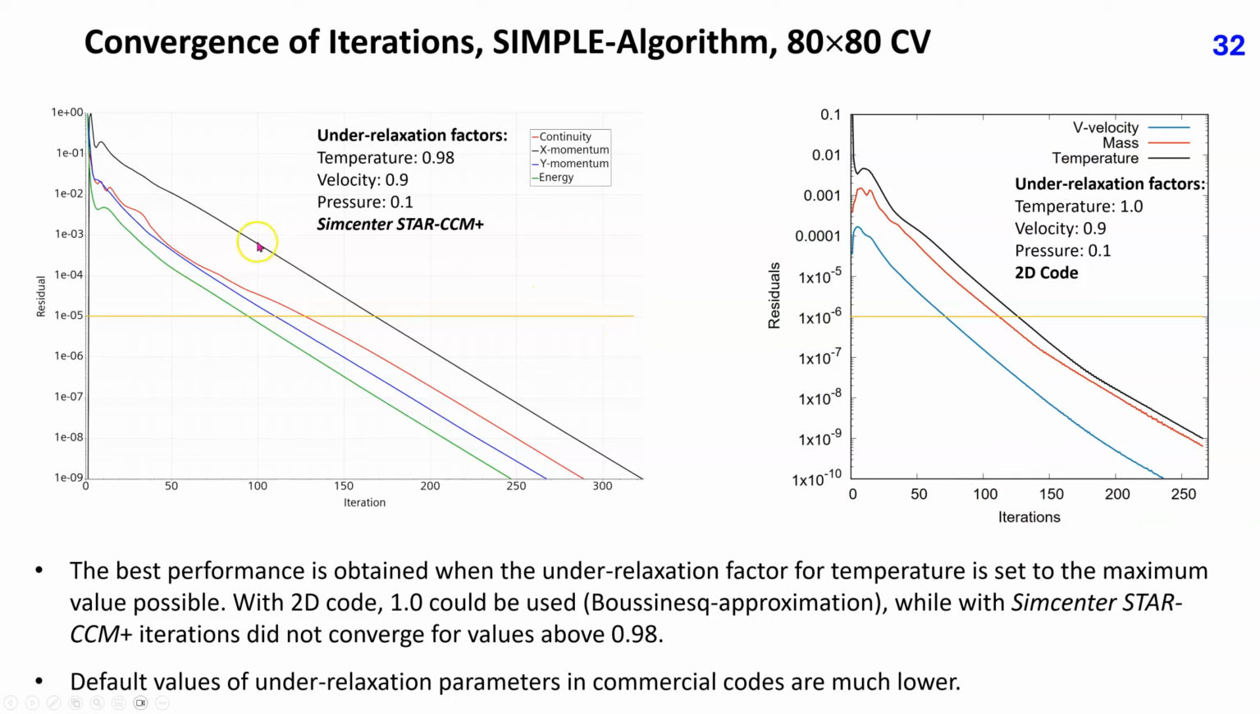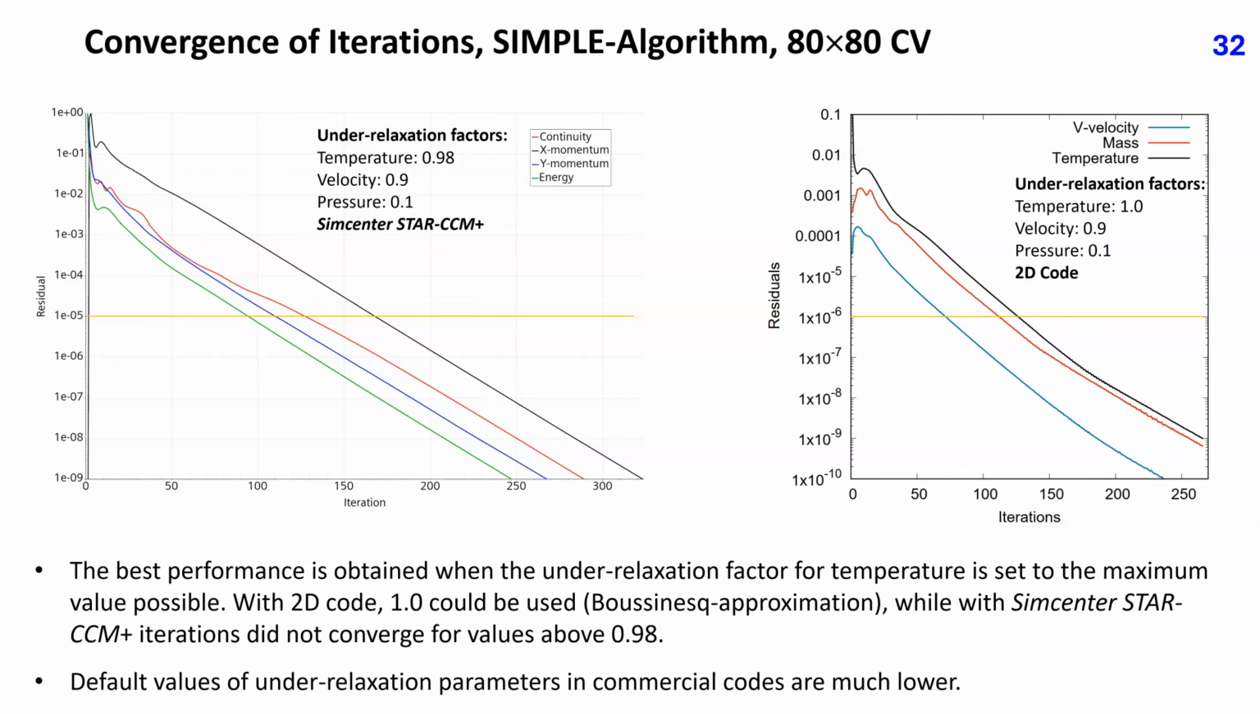The plot on the left shows residual history from the computation with Simcenter STAR-CCM+, and the plot on the right shows the same information for the 2D code using the SIMPLE algorithm. The under-relaxation factors for temperature were set to the maximum possible value, while the factors for velocity and pressure were set to 0.9 and 0.1 respectively.